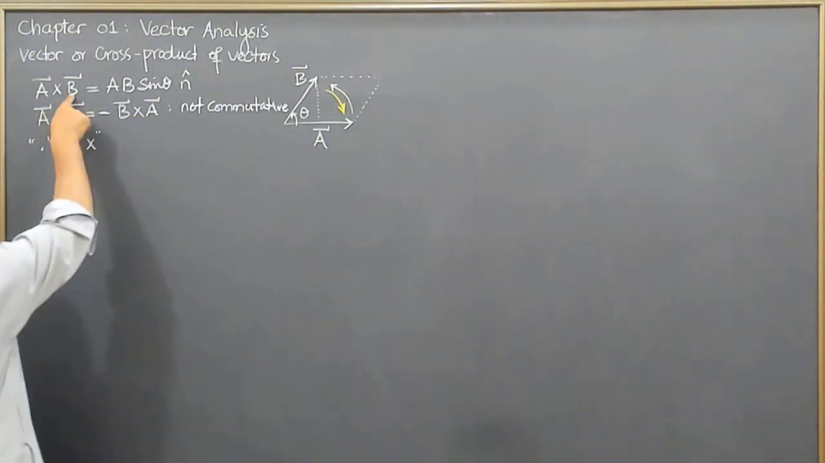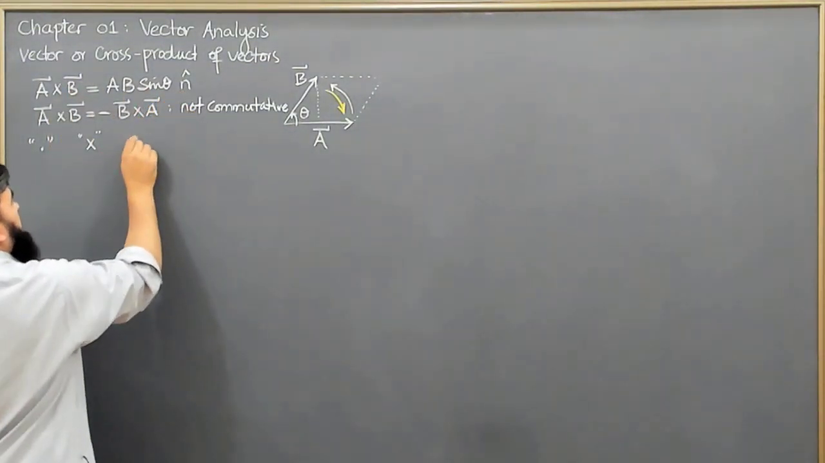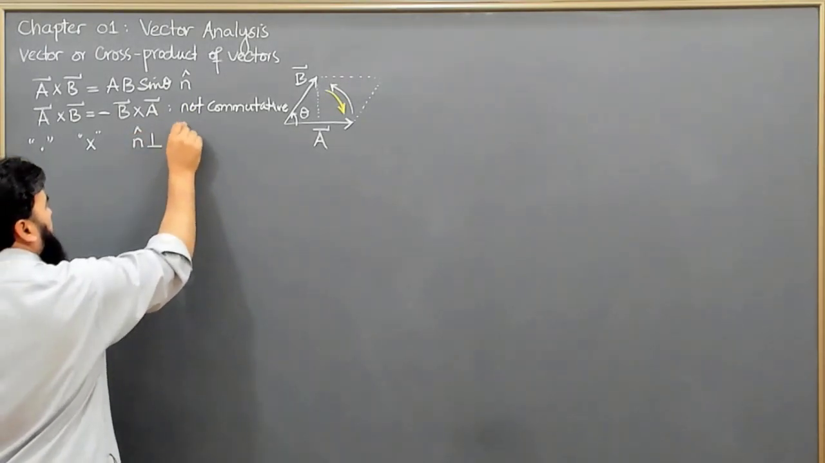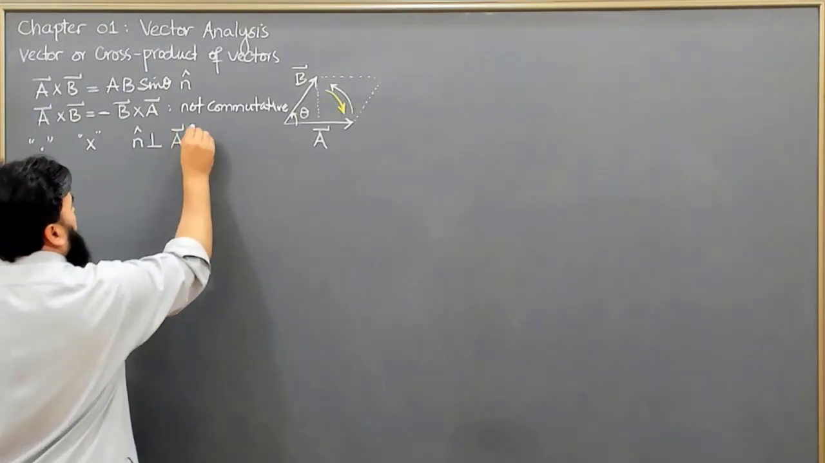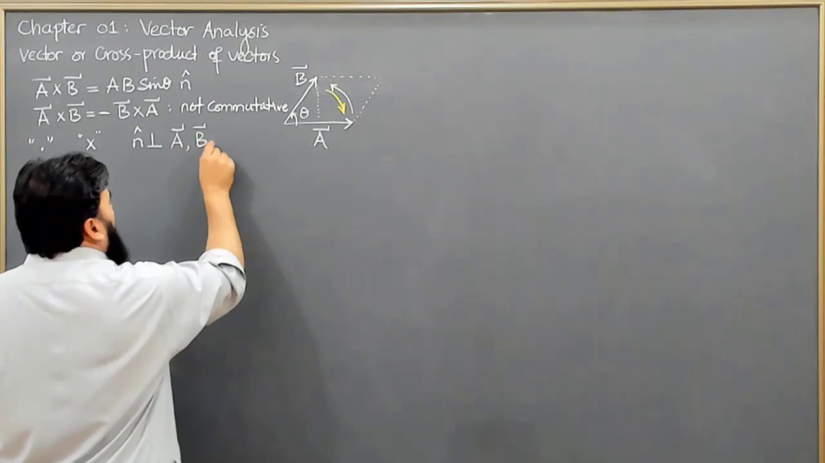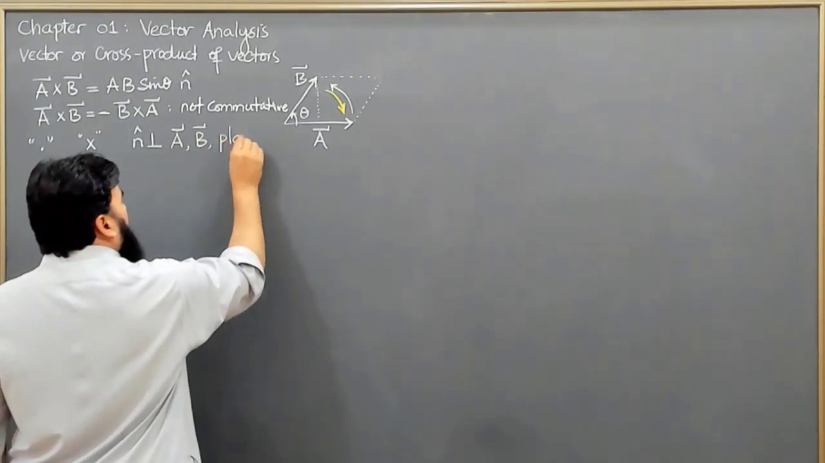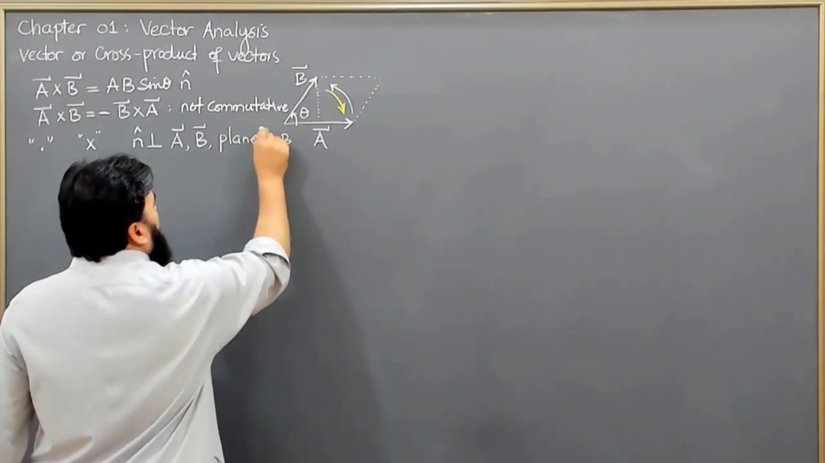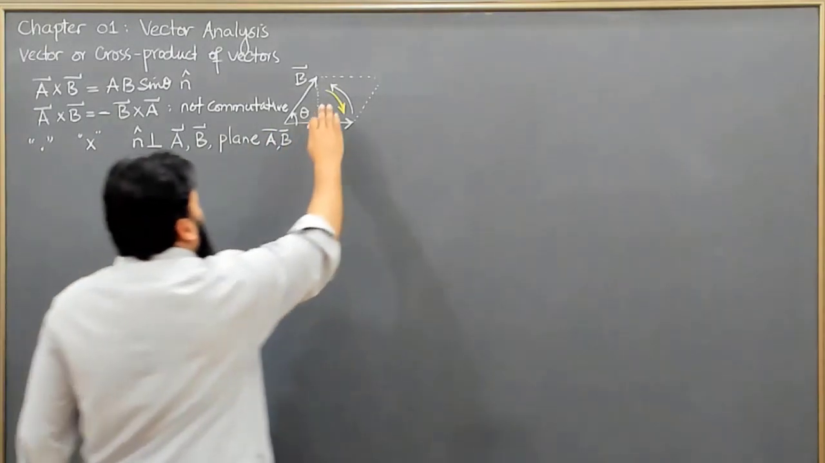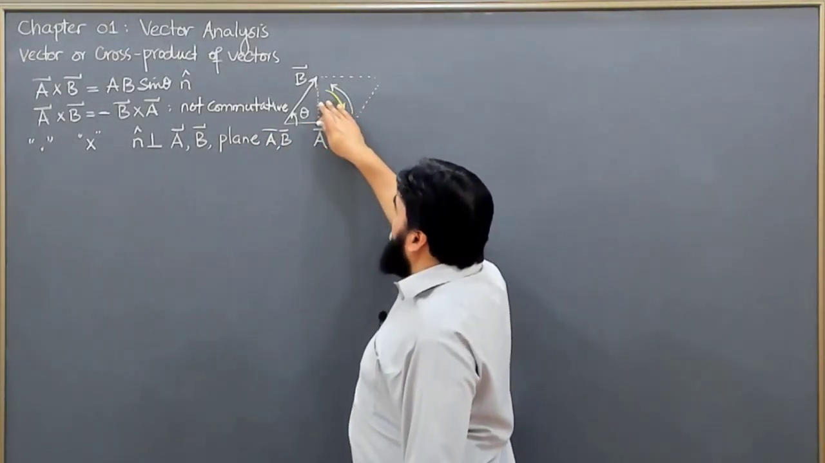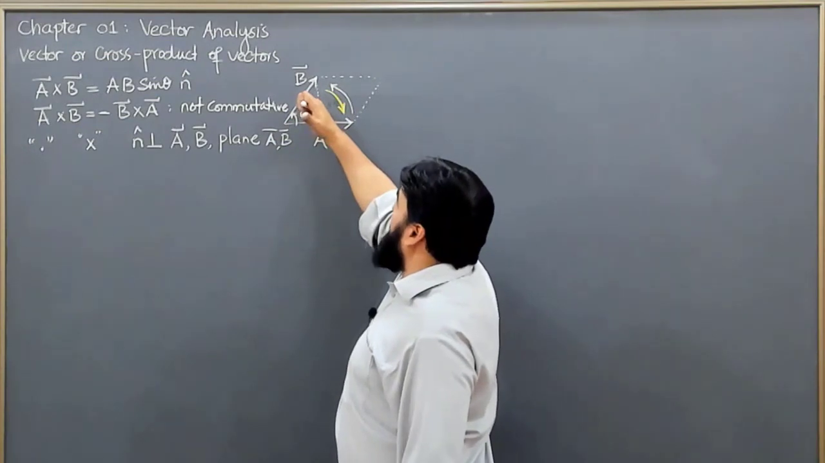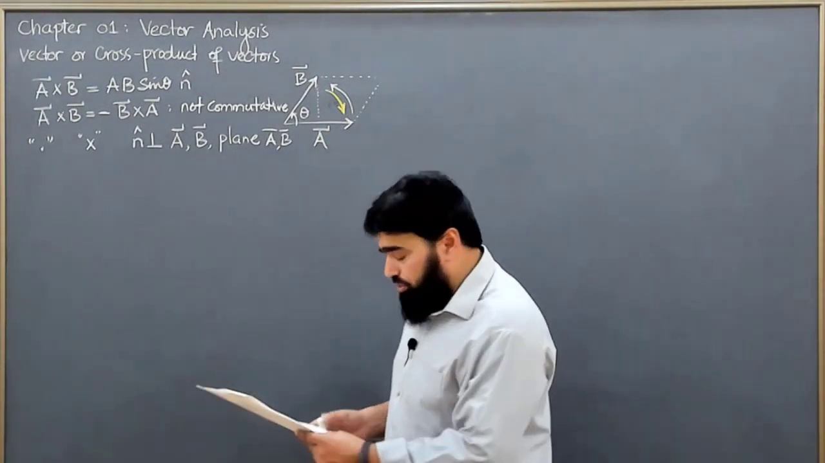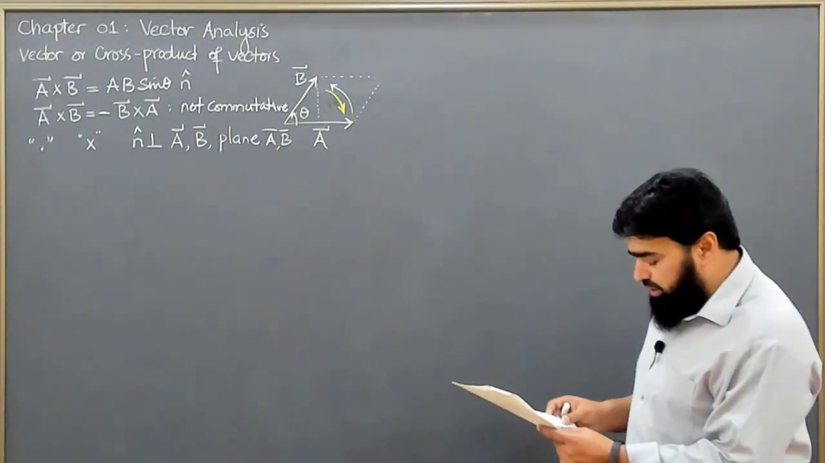So when I talk of the n unit vector, the n unit vector is perpendicular to vector A as well as vector B, and also perpendicular to the plane containing A and B. This is the plane, like a board is the plane in which vectors A and B are there. So the n unit vector will not be part of it. It will be perpendicular to it, this way or the inside way. And this is the cross product.